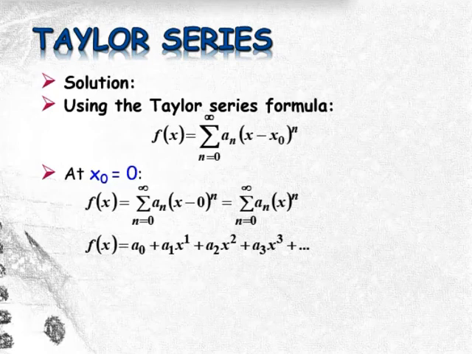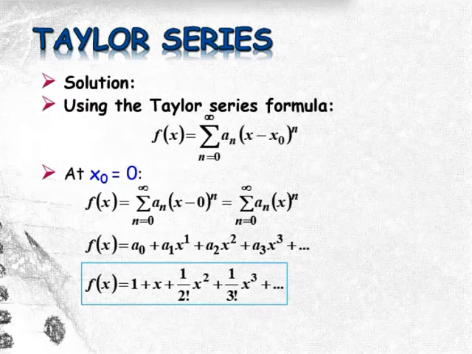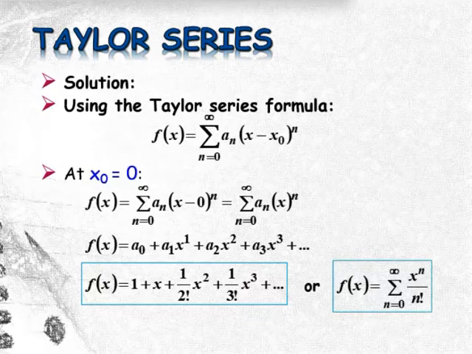Let us substitute the values for a sub 0, a sub 1, a sub 2. So you will end up with f of x equals 1 plus x plus 1 over 2 factorial x squared plus 1 over 3 factorial x cubed and so on. Or in sigma notation, you will end up with f of x equals the summation of x to the n over n factorial from n equals 0 to infinity. So we end up with an infinite series that we can use for approximation.